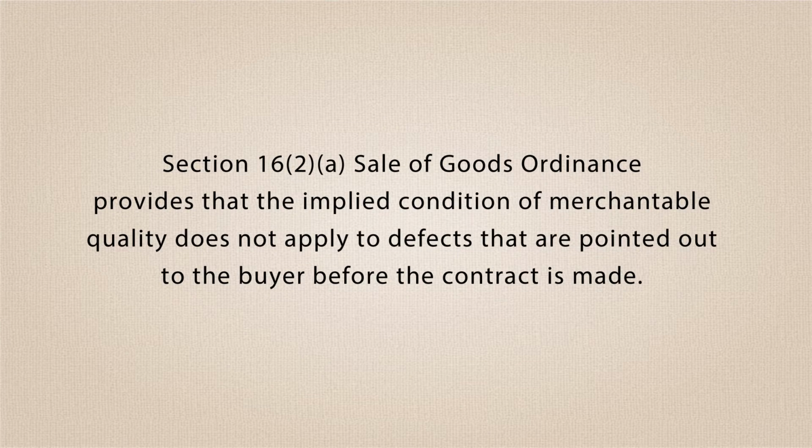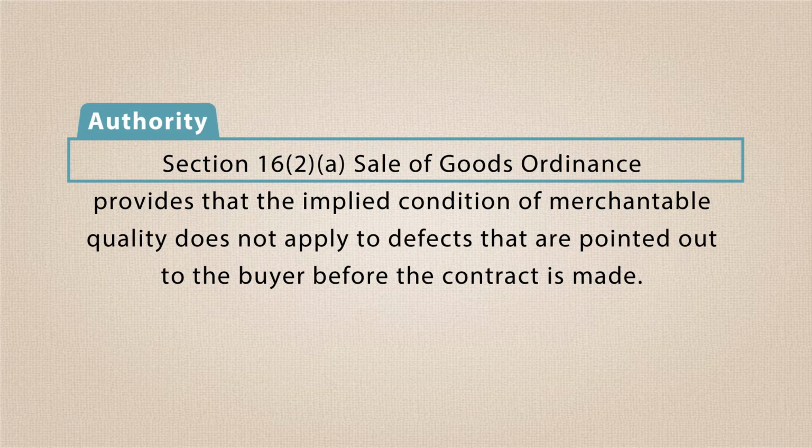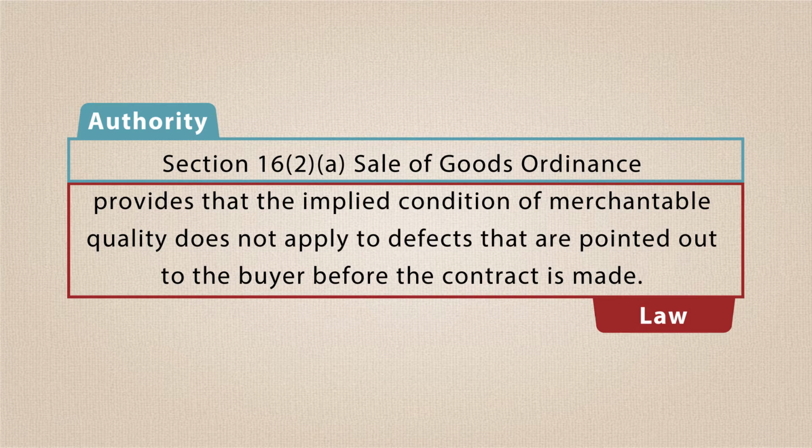Let's take a look at some examples from our sample problem question, the case of Susan and the combusting hairdryer. Section 16.2a, Sale of Goods Ordinance, provides that the implied condition of merchantable quality does not apply to defects that are pointed out to the buyer before the contract is made. Here, the statement of authority comes first and is followed by the statement of law.